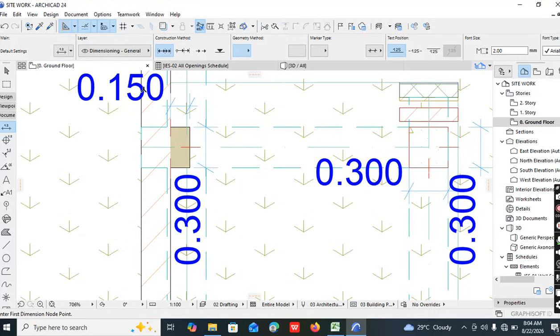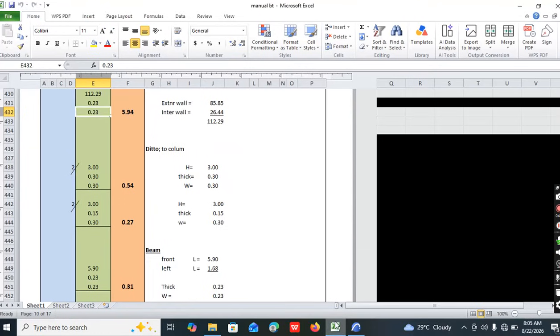So this is the thickness, 0.15. This is the length, 0.30, so this 0.30 is the width, while the thickness is 0.15. Considering this with the height, here we don't mention a column length. We mention column height, width, and thickness. That is what we measure for the column.